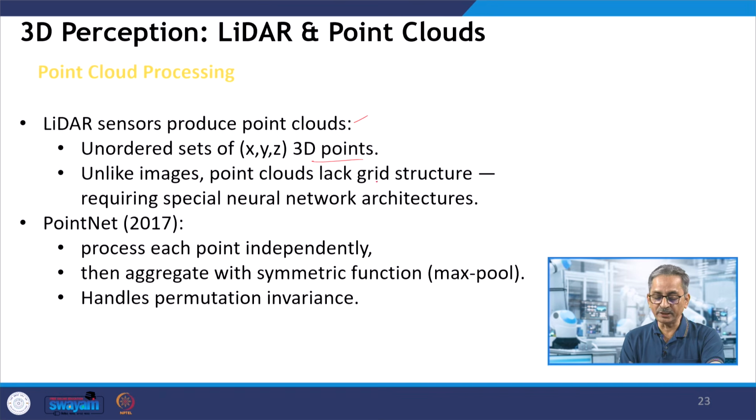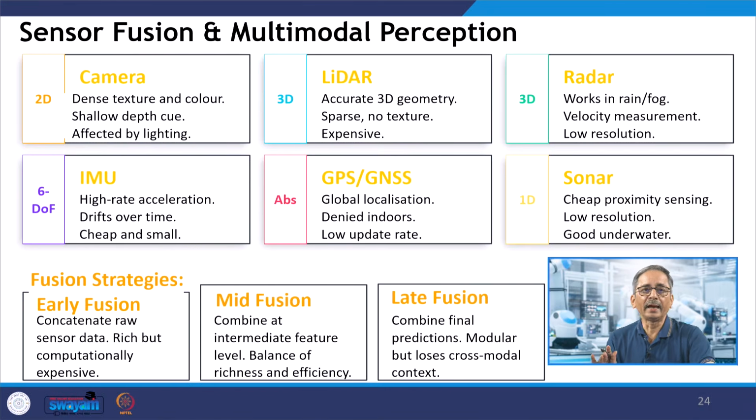So, unlike images, point clouds lack grid structure. In images we can always make a grid structure, okay, but with the point cloud we cannot make a grid structure, okay. So, it requires special neural network architecture to deal with that LiDAR sensor data. Okay. So, PointNet came in 2017, it processes each point independently and then aggregates with symmetric functions and handles permutation invariance.